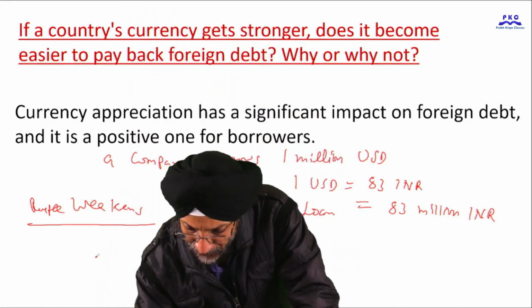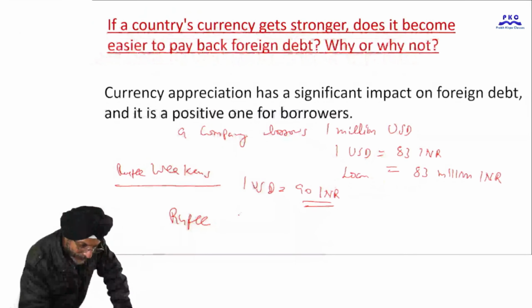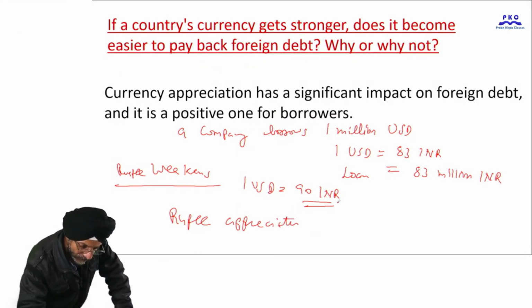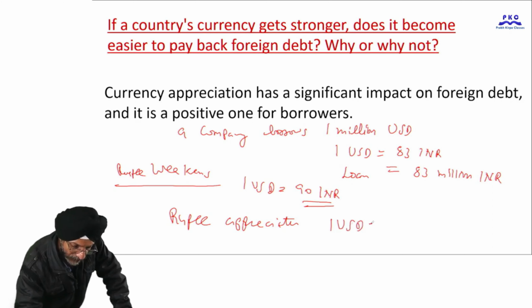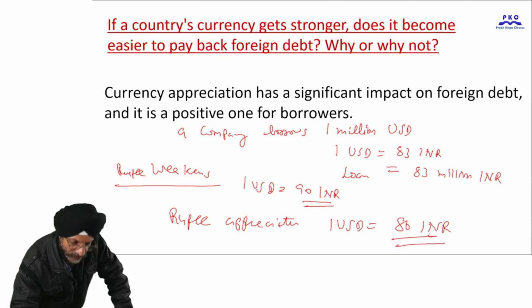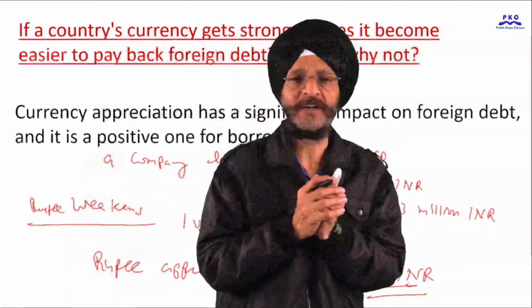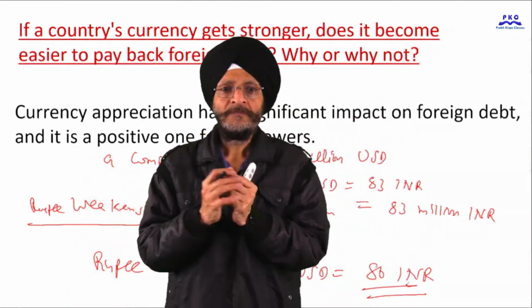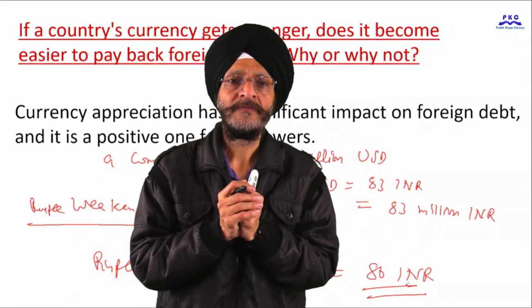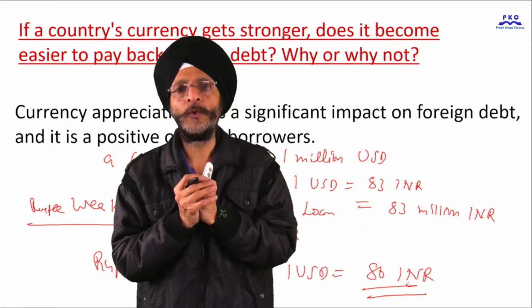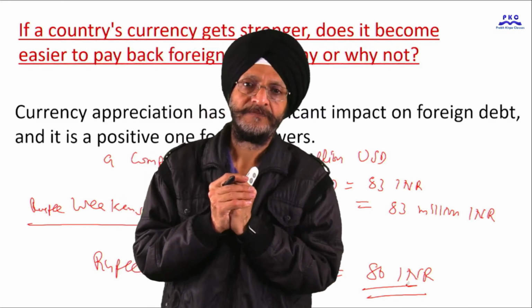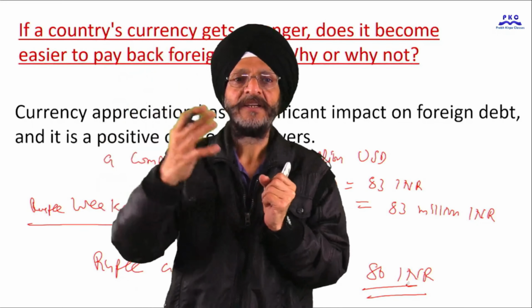But if the rupee appreciates, what is the scenario? Suppose after appreciation 1 US dollar is equal to 80 Indian rupees, that is, the Indian rupee has appreciated. So after appreciation, the Indian company will have to pay less to repay the debt.